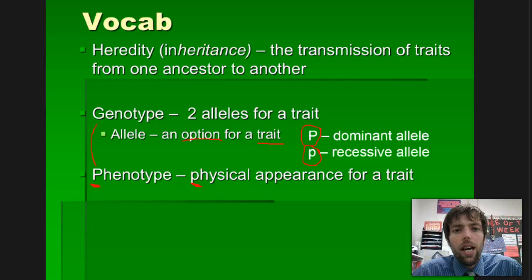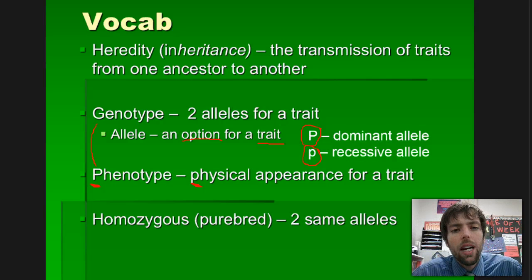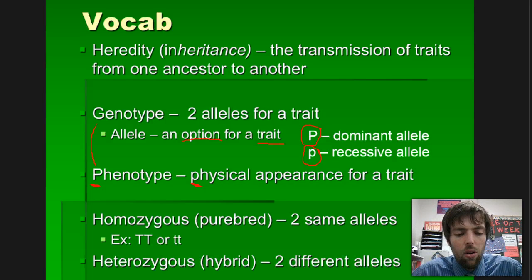The next vocab word is homozygous. Homozygous means you are a purebred. So these are synonymous words right here. And you have two alleles that are identical. This is in contrast to heterozygous, or being hybrid, meaning you have two different alleles. So an example here is you can see having a big T and a big T means I have two identical alleles. I received a big T from mom and a big T from dad. Or two little t's. I received a little t from mom and a little t from dad.